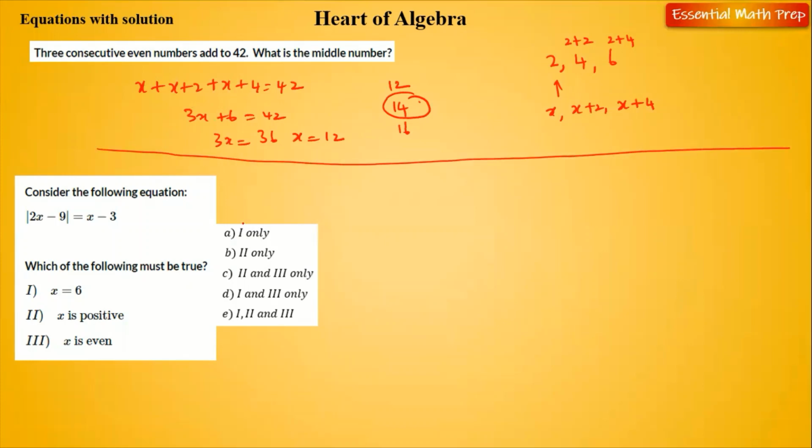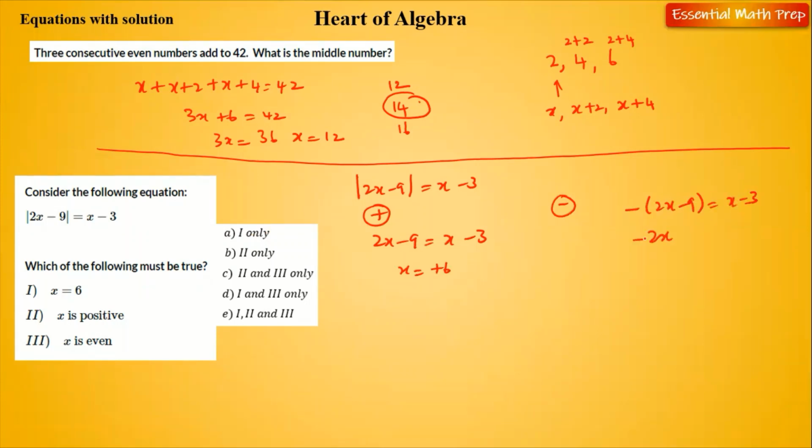The problem below is a very simple problem, but first you must solve the equation before you can proceed further. So we have the absolute value of 2x minus 9 equals x minus 3. So let's do the positive domain first. So we have 2x minus 9 equals x minus 3, x equals positive 6. So the negative domain is negative of 2x minus 9 equals x minus 3. Negative 2x plus 9 equals x minus 3. Negative 3x equals negative 12. So x equals 4.